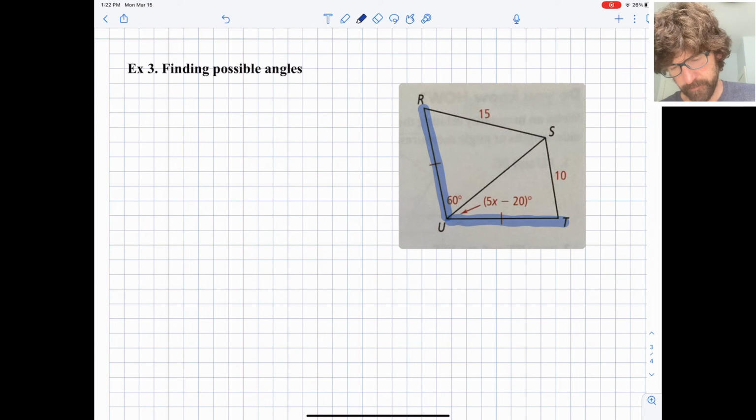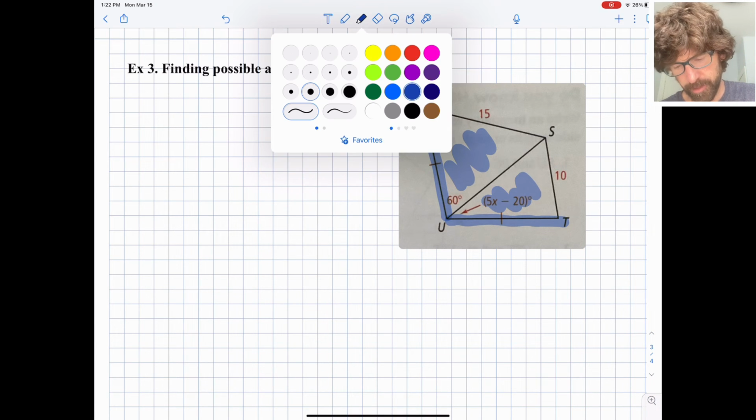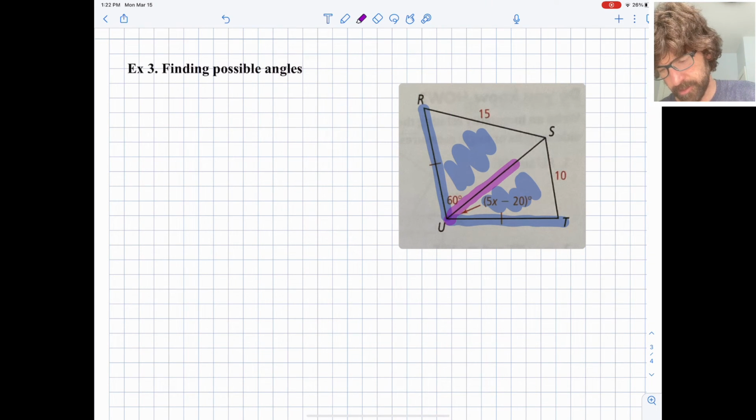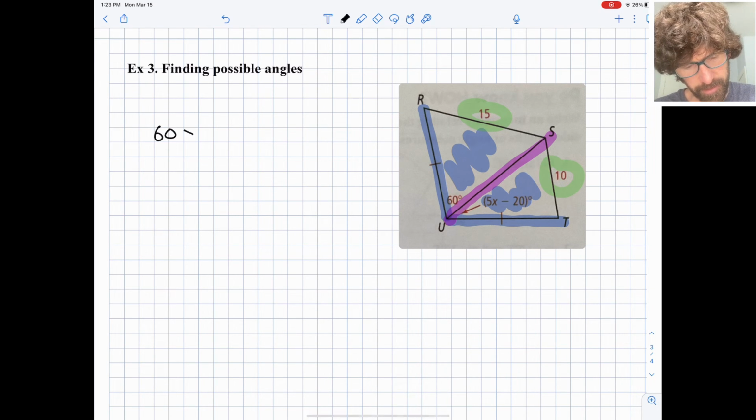So it looks like we have two triangles that we're working with, so we can try to apply the hinge theorem. One thing to know is side length US shows up in both triangles, so that's effectively the second pair of congruent sides. And then if we want to think about the rubber band that I was talking about earlier, the 15 is larger than the 10, meaning the 60 has to be larger than that 5x minus 20. So let's go ahead and write that out. We can say that 60 is larger than 5x minus 20.